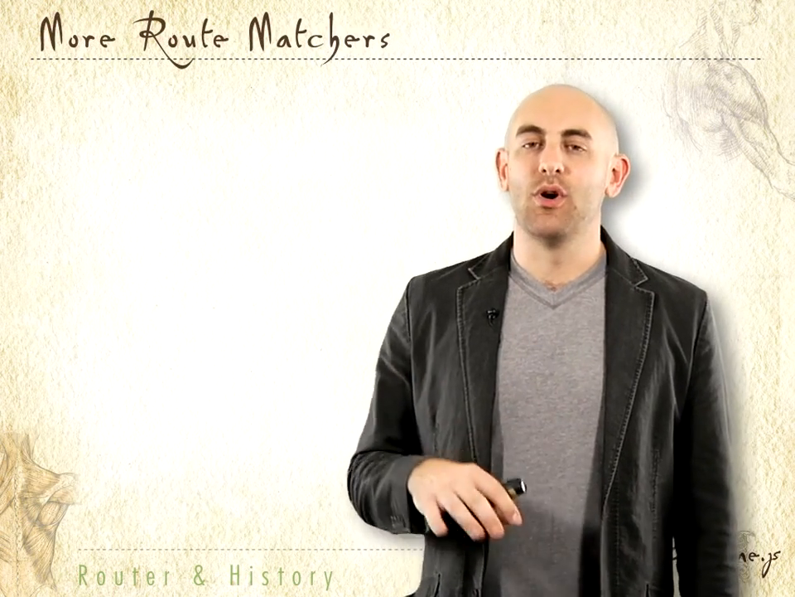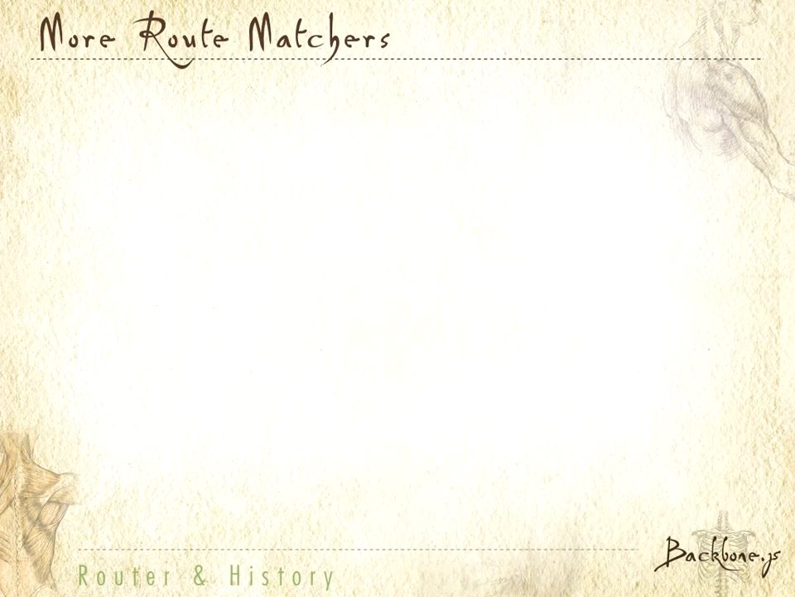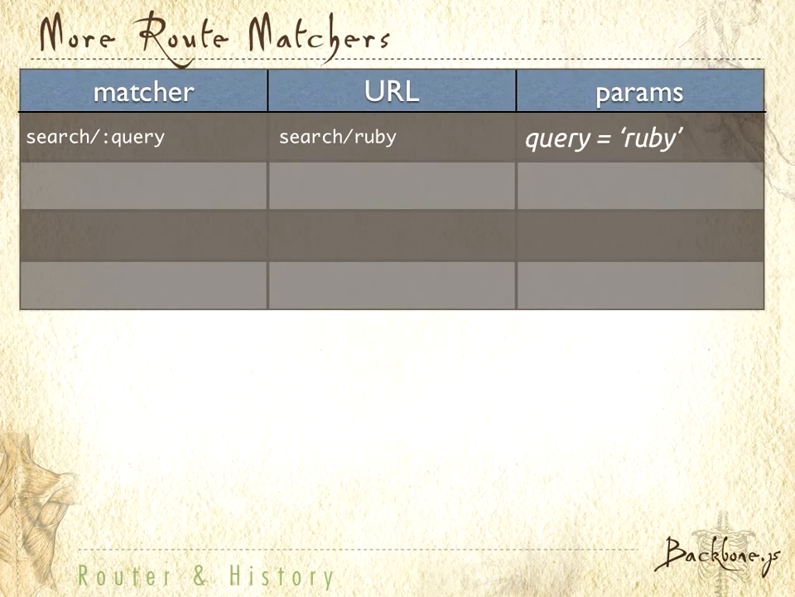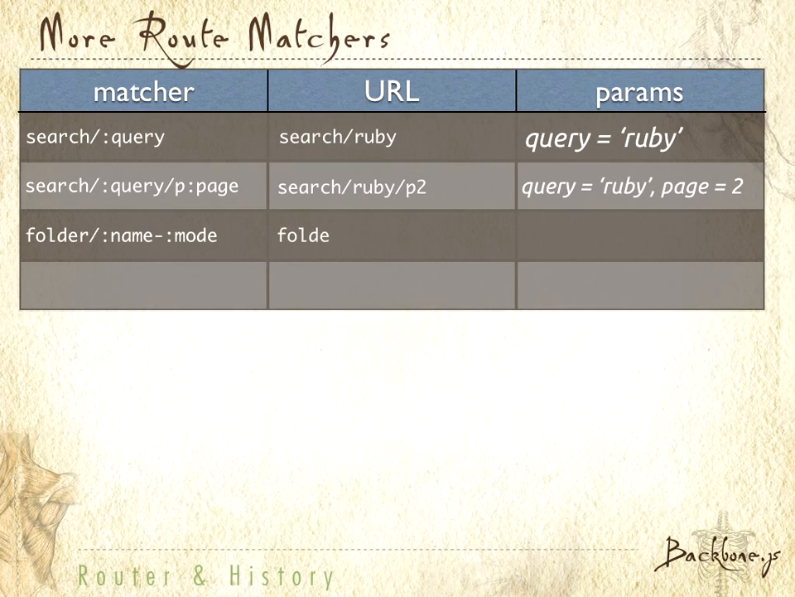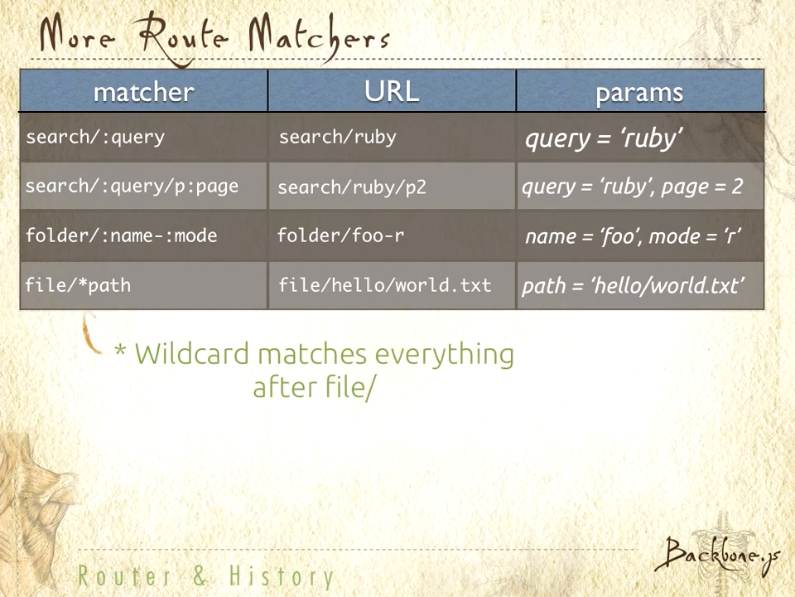Let's look at a couple more route matchers that you can use in your routers. Our first one here is going to match search/:query, for example, search/ruby, and that'll pass that one parameter into the action. The second one will actually match two parameters, the first one being query and the second one being page, and both of those will get passed to the action. Same kind of thing with the third example here, where both name and mode will get passed to the action. And then there's a wildcard matcher, which will match everything after a certain point. So in this example, hello/world.txt will get set as the only parameter to the action.